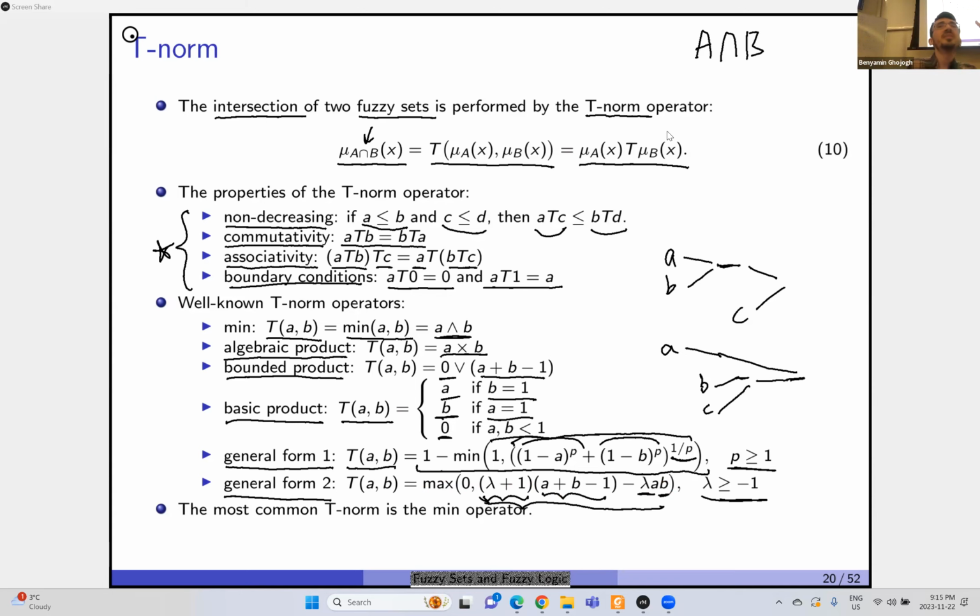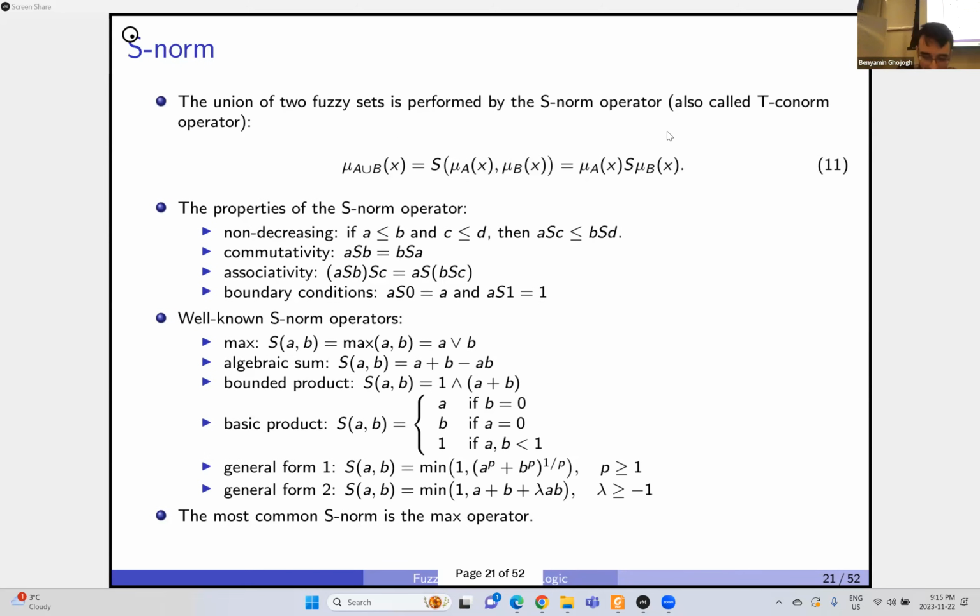What is the most common T-norm among all of these? The min operator. People are lazy. They use minimum operator. Okay? And it works well. S norm is the union of two sets, again denoted by this time, this, and it is denoted by S of mu A and mu B, or mu A S mu B. Okay? Different notations.